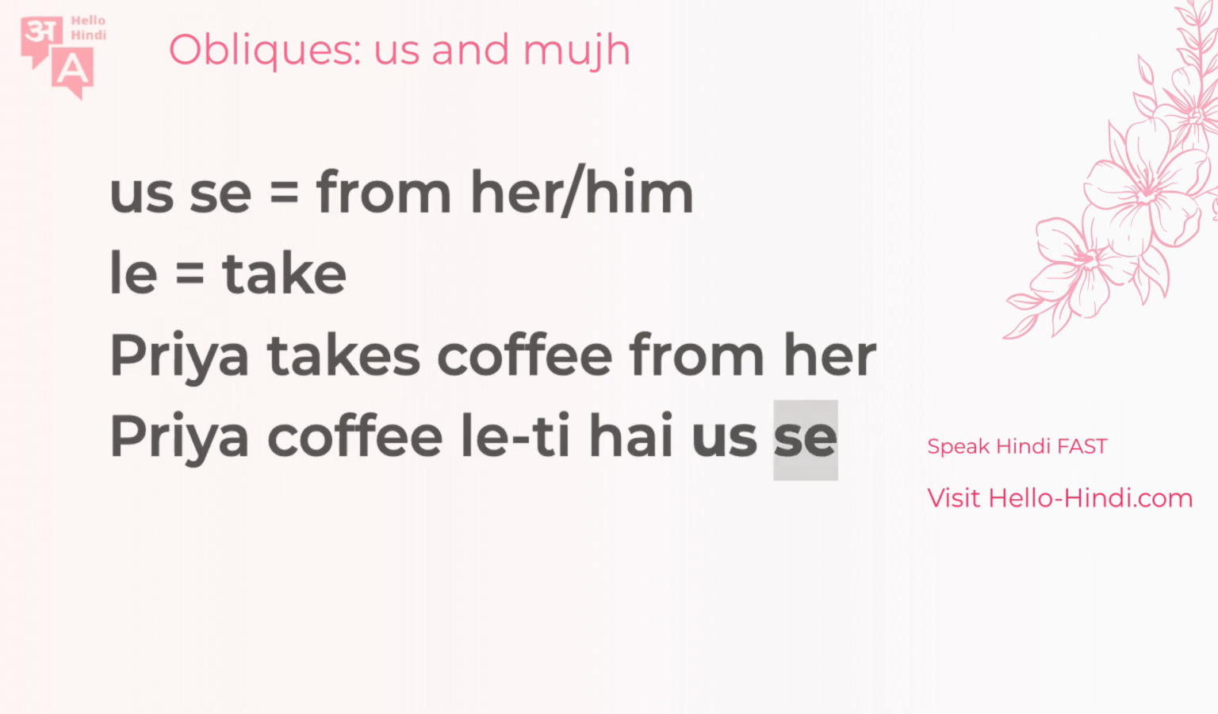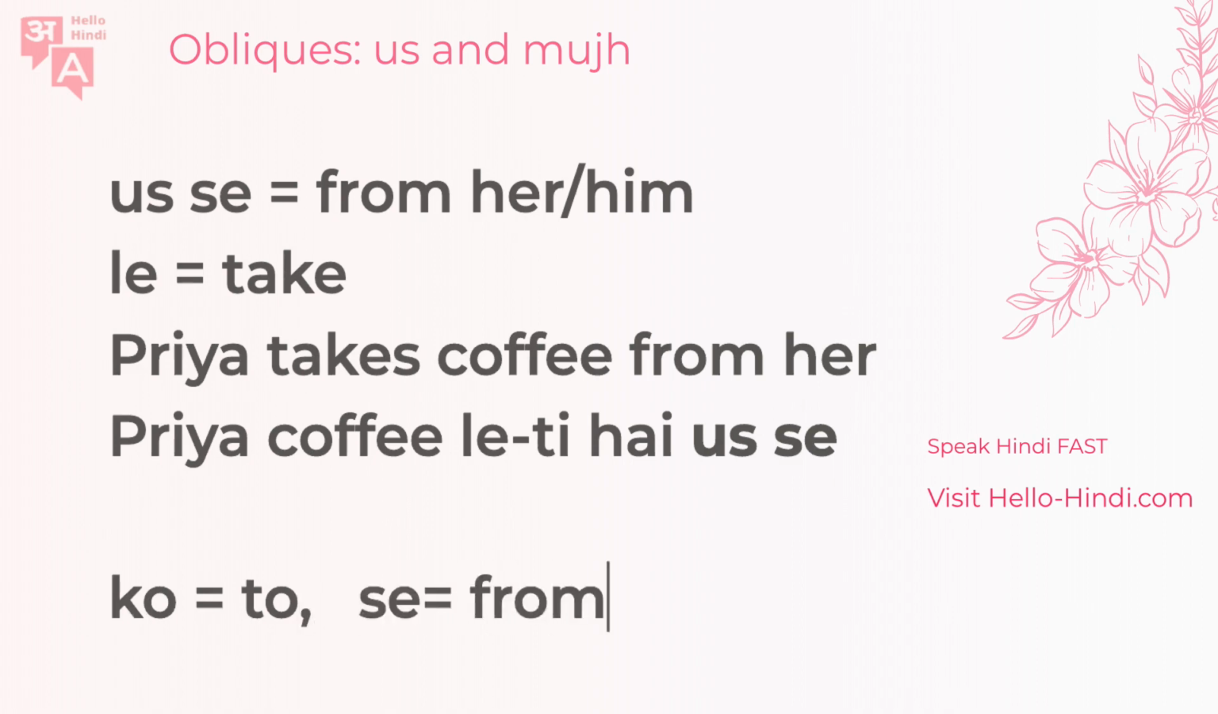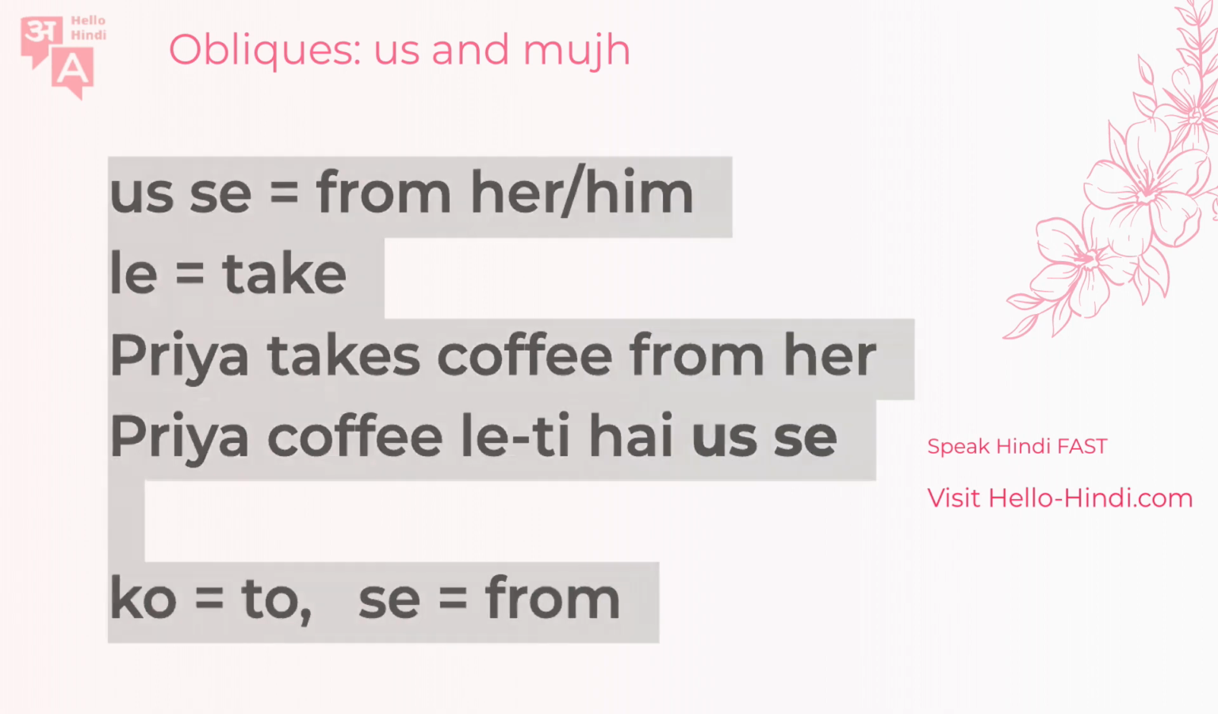So these are all the prepositions that we've done before. Ko means to, my bad, ko is to, and remember, se means from. So these are the main concepts here. Ko is to and se is from.